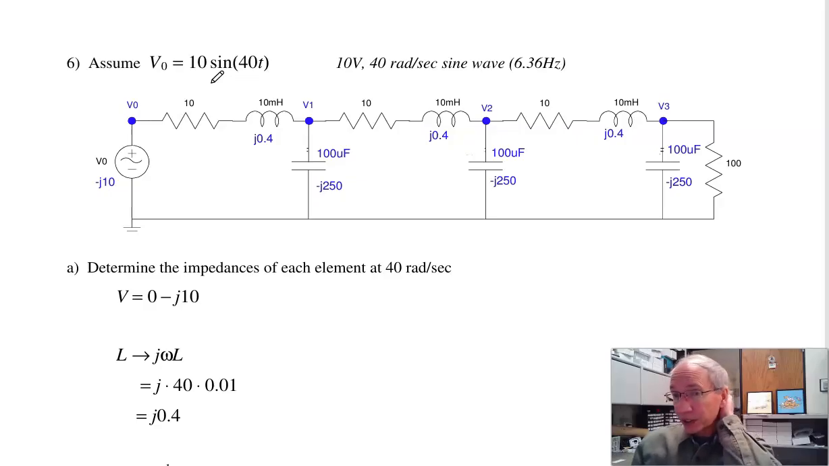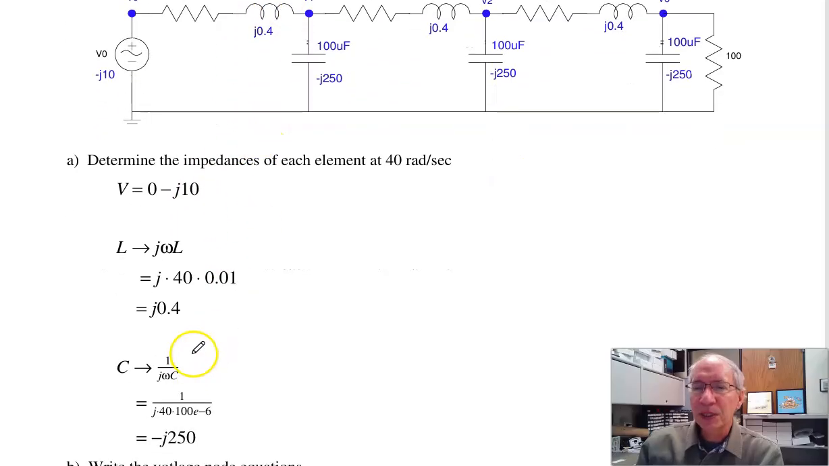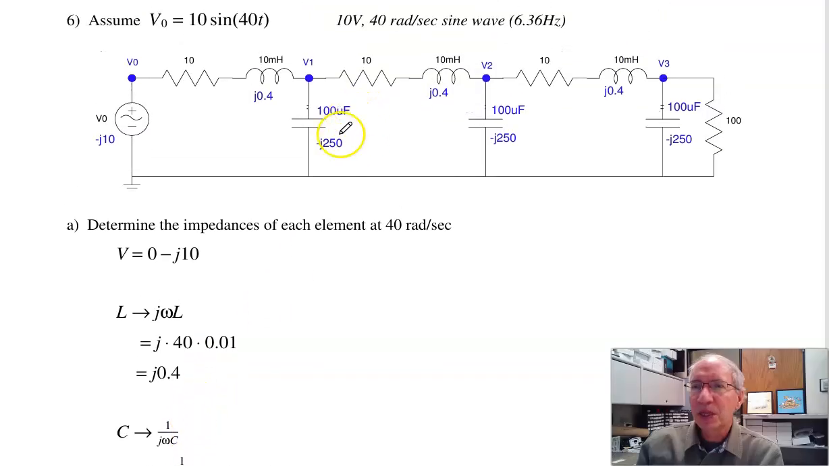Well, here I use phasor analysis. In phasors, real part is cosine, minus j is sine. So a voltage of 10 sine is minus j10, and no cosine. The inductor becomes j omega L, so the 10 millihenries becomes j0.4. The capacitor becomes 1 over j omega C, minus j250. So here's the circuit at 40 radians per second.